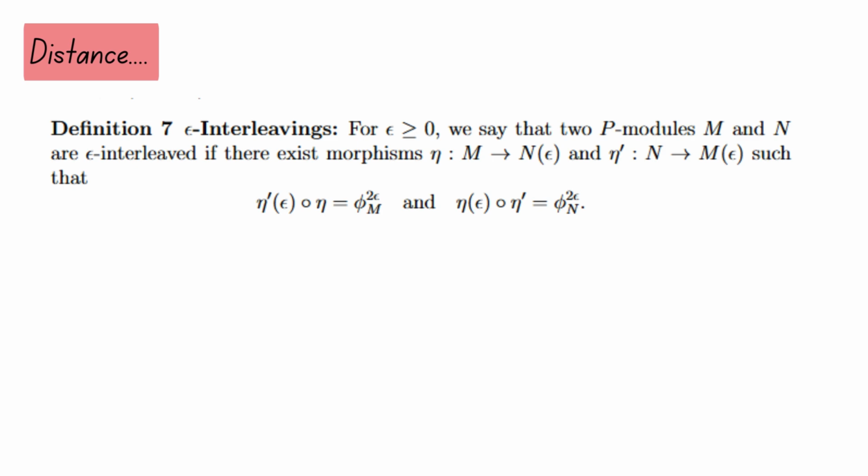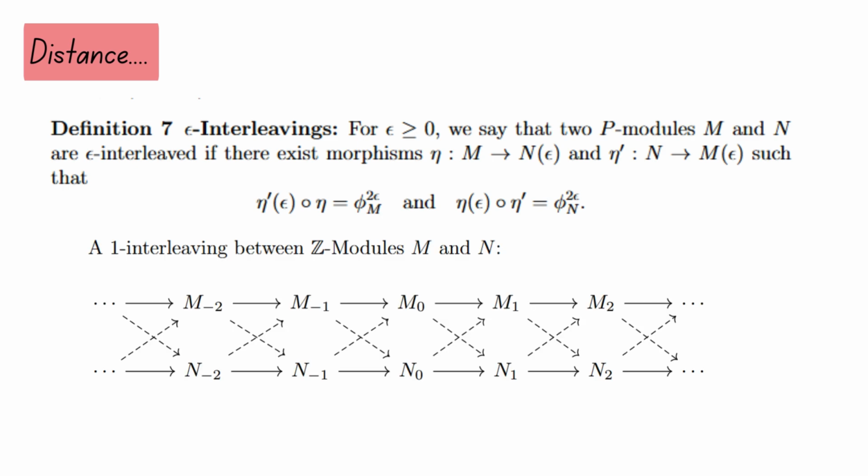So now, to define the interleavings, we use these two definitions. We say two persistent modules M and N are epsilon-interleaved if there exist morphisms eta: M to N_epsilon and eta': N to M_epsilon such that they satisfy these two equalities. So precisely what does this mean? It means, for example, if I have a Z-indexed module, then one interleaving would be from M_0 to N_1, then from N_1 to M_2, and then it will have a transition morphism from M_0 to M_2. So this epsilon-interleaving uses the shift functor and transition morphism to define an epsilon-interleaving between two persistent modules.